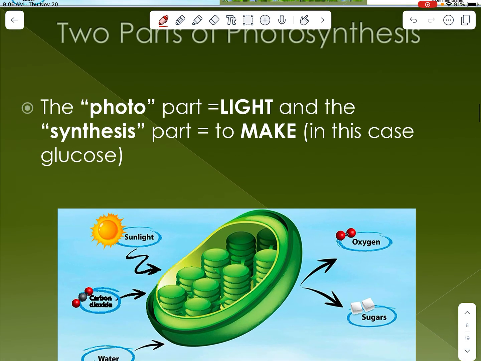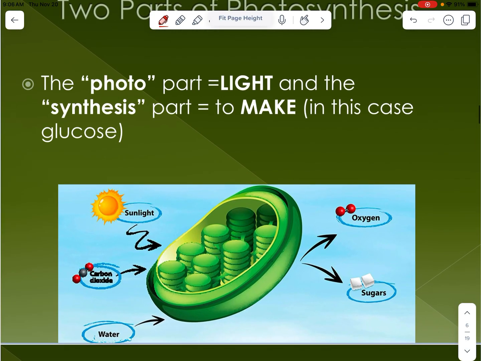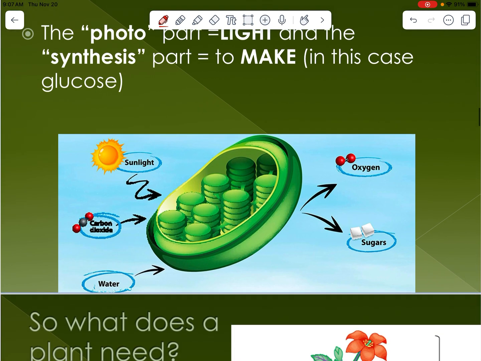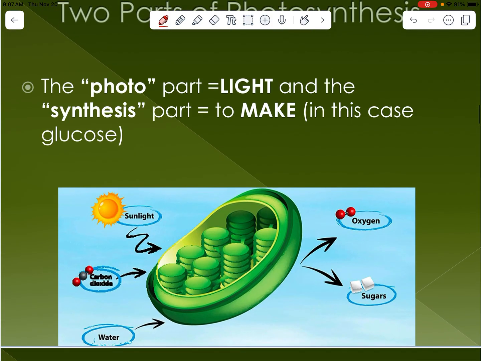Now, when we look at photosynthesis, photo is just light, and then synthesis is to make something. So in this case, we're making glucose. So this is a really good image here to show you what those thylakoids look like, and the lumens that go around it. But you can see what's going in. So these are the reactants, and these are the products.